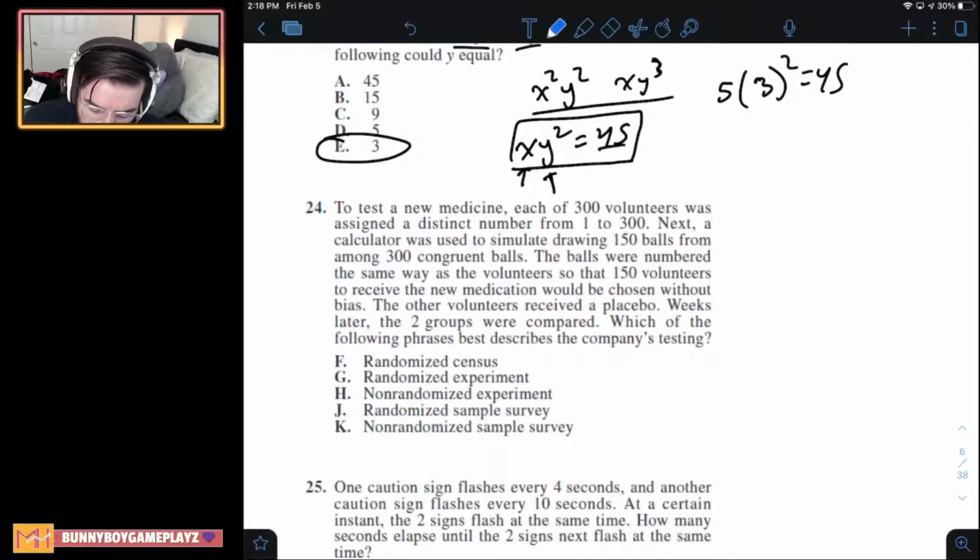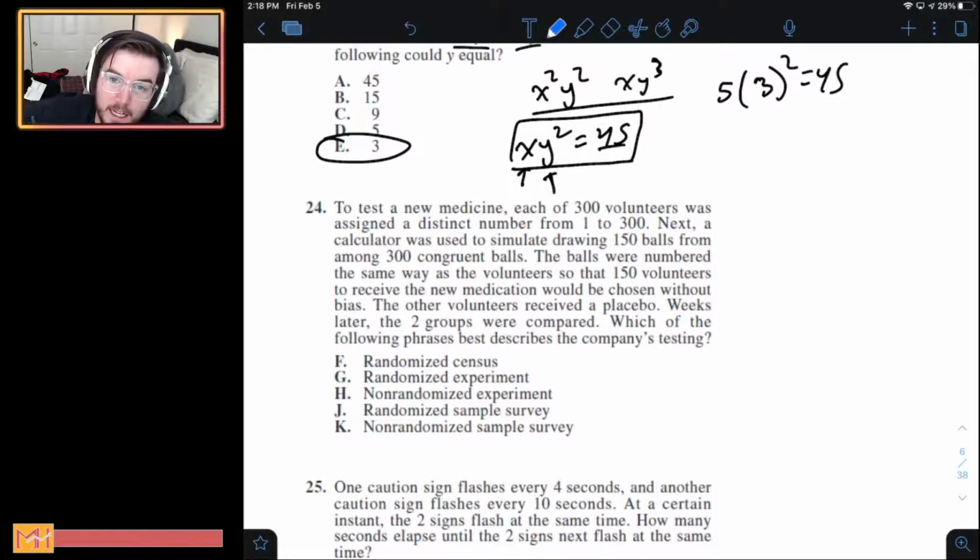To test a new medicine, each of 300 volunteers was assigned a distinct number from 1 to 300. Next, a calculator was used to simulate drawing 150 balls from among 300 congruent balls. The balls were numbered the same way as the volunteers, so that 150 volunteers to receive the new medication would be chosen without bias. The other volunteers received a placebo. Weeks later, the two groups were compared. Which of the following phrases best describes the company's testing?